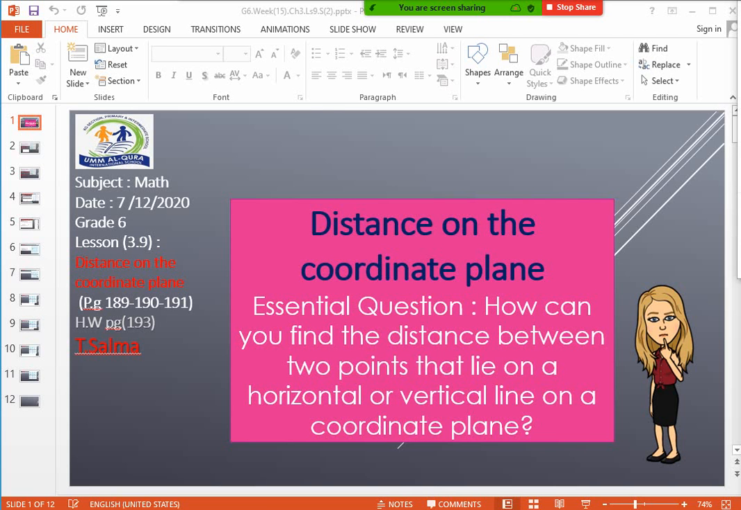Okay, girls, today we will continue the lesson that we started yesterday. Yesterday we talked about the distance on the coordinate plane, and how I will find the vertical and horizontal distance.